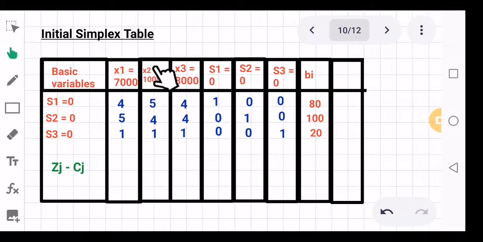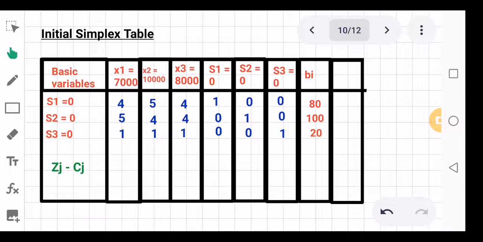So these are your columns. So these are the headings of the columns. Here whatever coefficients you have, the coefficient of x1 is 7,000, the coefficient of x2 is 10,000. So all these coefficients, 7,000, 10,000, 8,000, 0, 0, 0, all these things would be Cj.